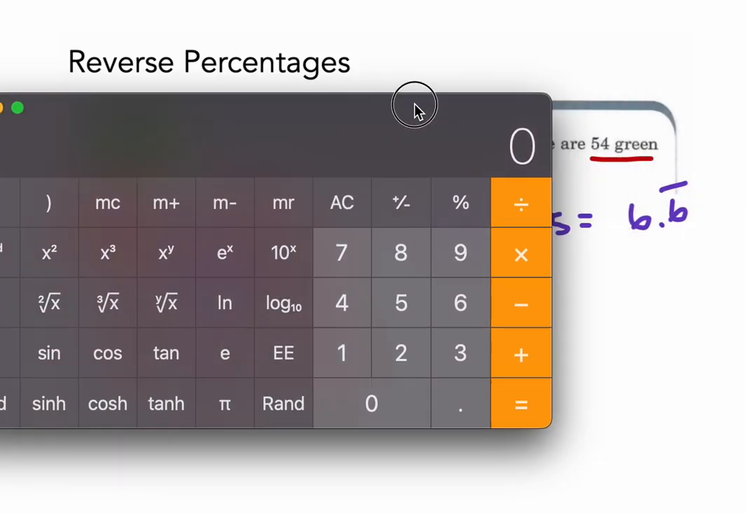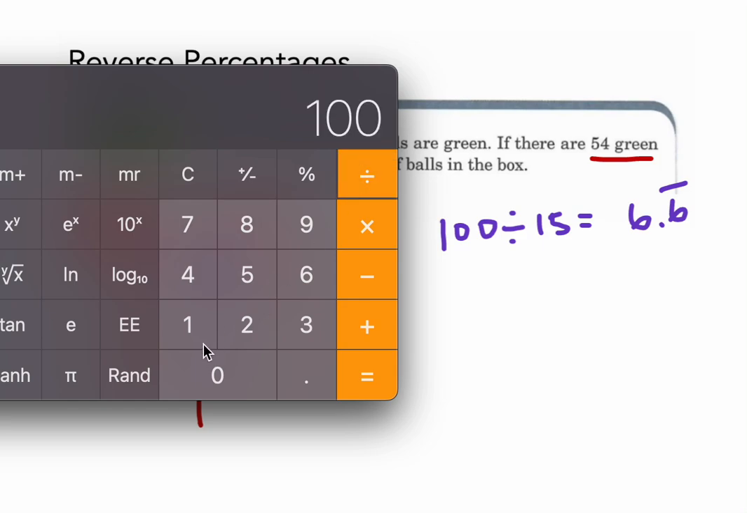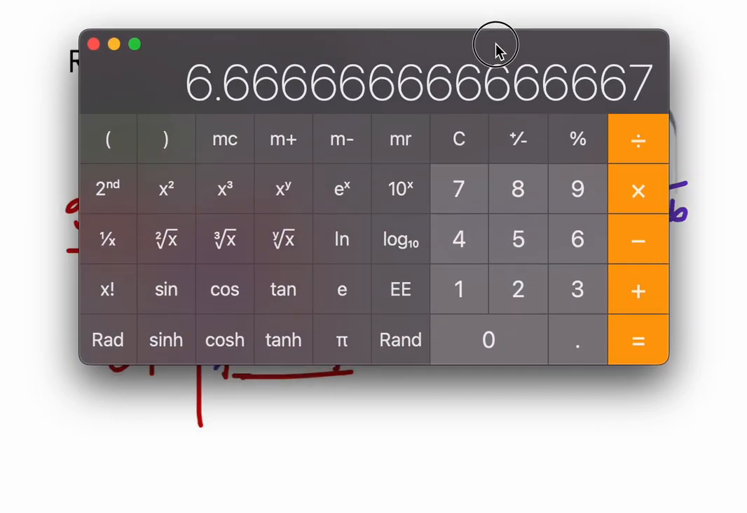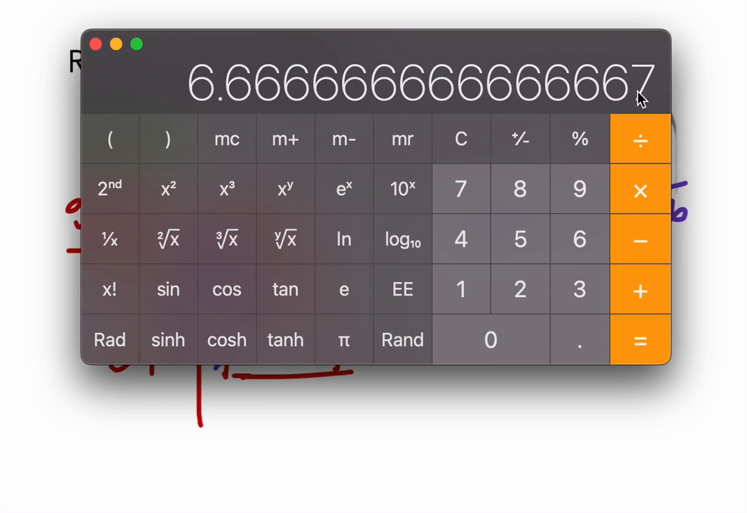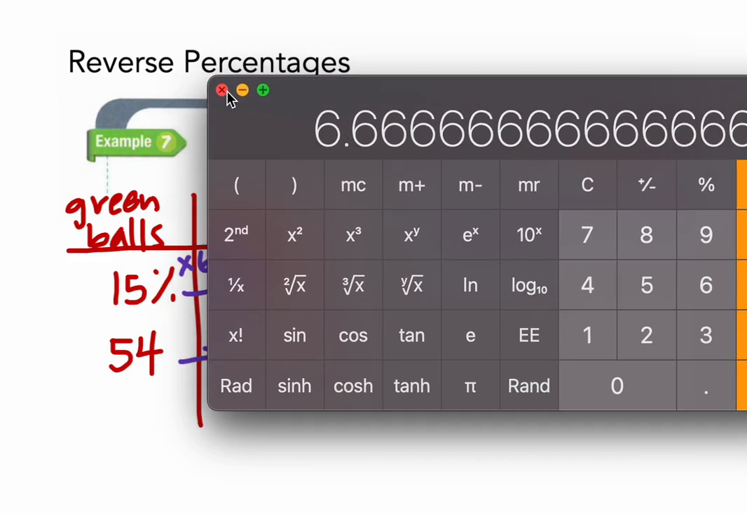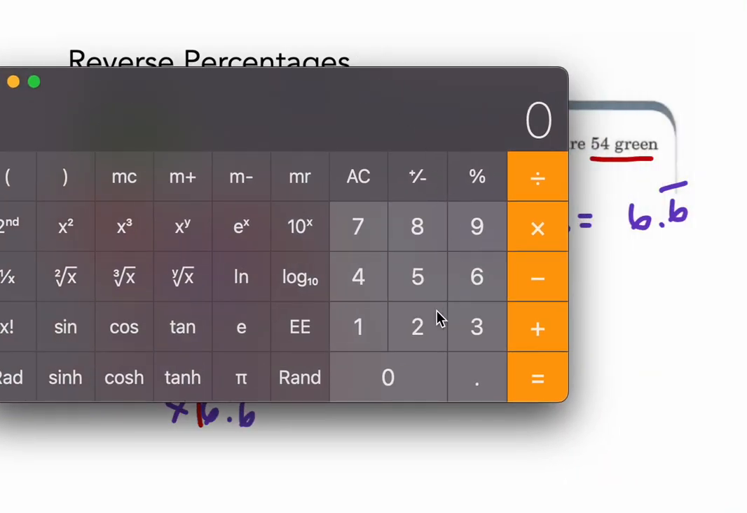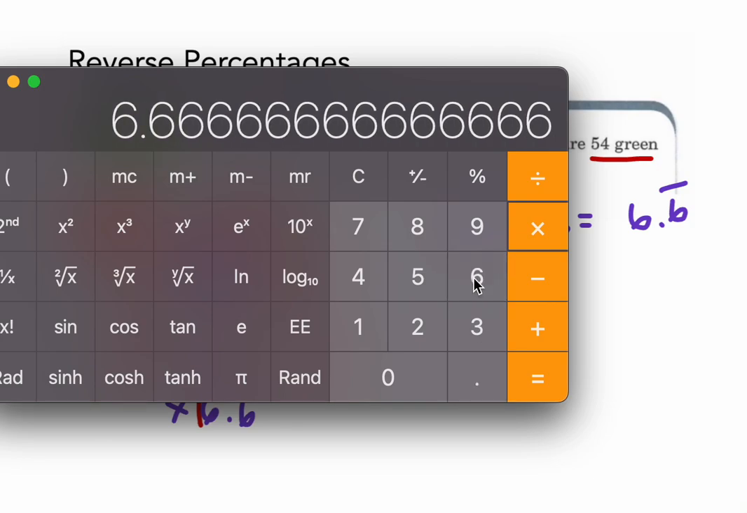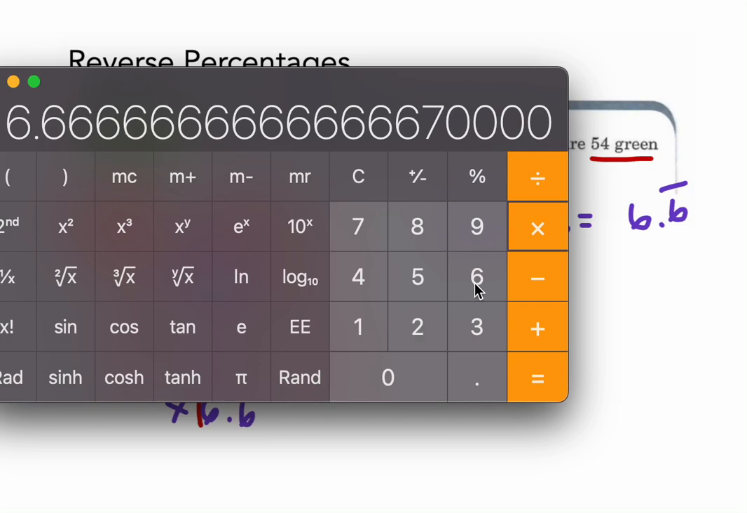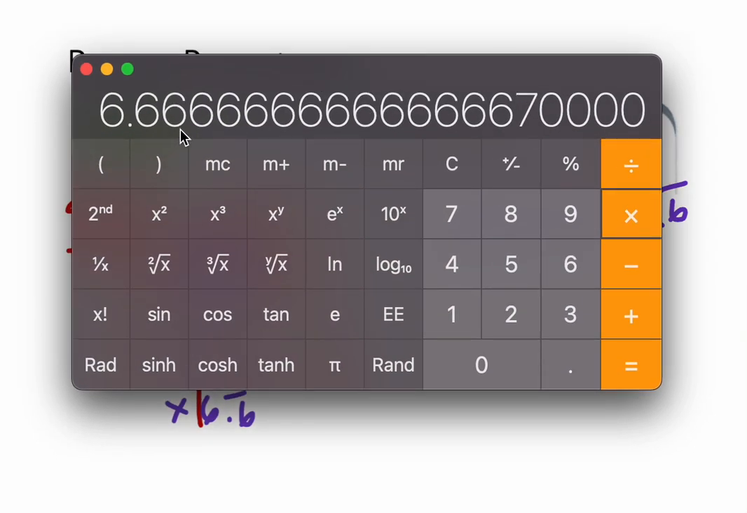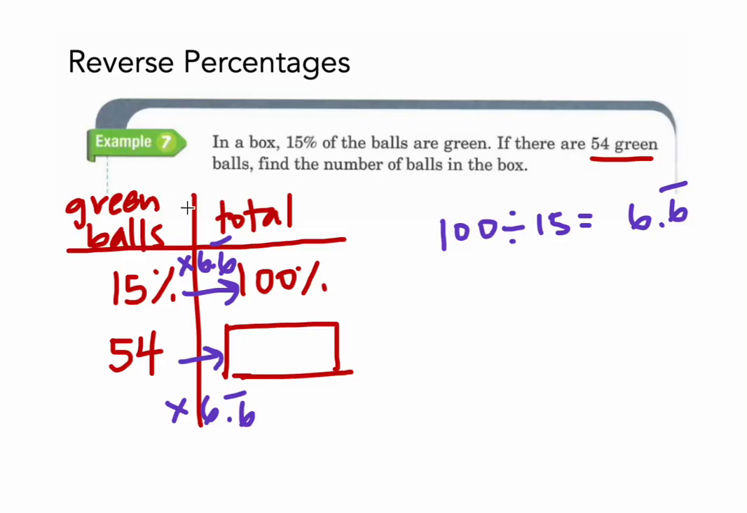Okay, so again, we took 100 and we divided by 15 to get that number. It's 6.6 repeating. At the end, it has a 7 because the calculator is rounding it for you. So I'm going to follow that same pattern. 54 times 6.6 with the 6's repeating should give me my answer. Basically, that just means it's 2/3, a repeating decimal. And I get 360.